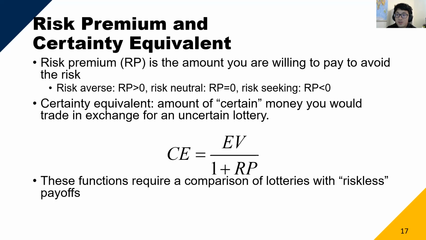Someone who is risk neutral has a risk premium equal to zero, and someone who's risk seeking would have a risk premium less than zero. If you're risk neutral, it just means that you are like an expected value actor. The way that we calculate a certainty equivalent is based on the amount of certain money you would trade in exchange for some kind of uncertain outcome. Okay, and so let's demonstrate an example of this.